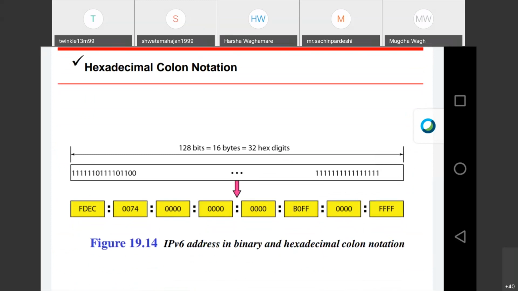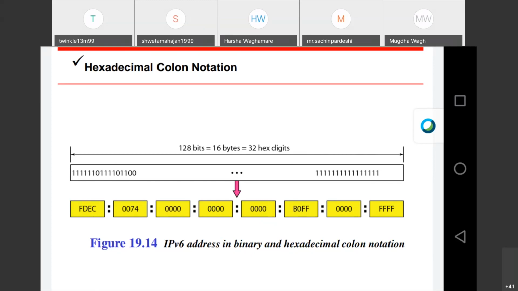We have seen that in IPv4 addresses, the notation is binary notation and decimal notation. With 32 bits, binary notation is possible. It is difficult, but still possible; you can read a 32-bit binary number. But with 128 bits, it is very difficult. So in IPv6 addressing, there is no binary notation, nor decimal notation. For the 128 bits, we use hexadecimal colon notation.